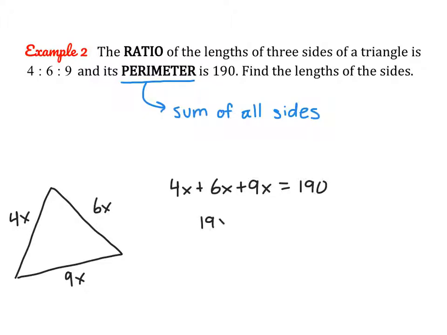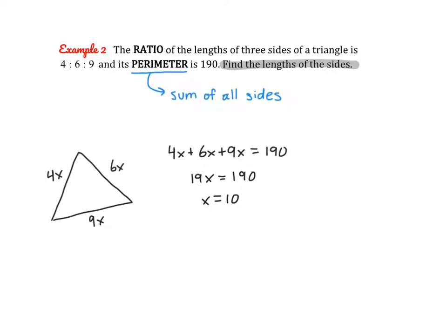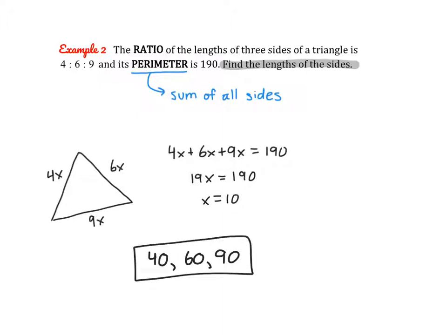So we have 19x equals 190. So x will equal 10. Now they do want to know what the lengths of the sides are. So I'm going to have to go ahead and substitute x into all 3 sides. So the lengths of the sides: 4 times 10 is 40, 6 times 10 is 60, and 9 times 10 is 90. So those are the 3 lengths of the sides.